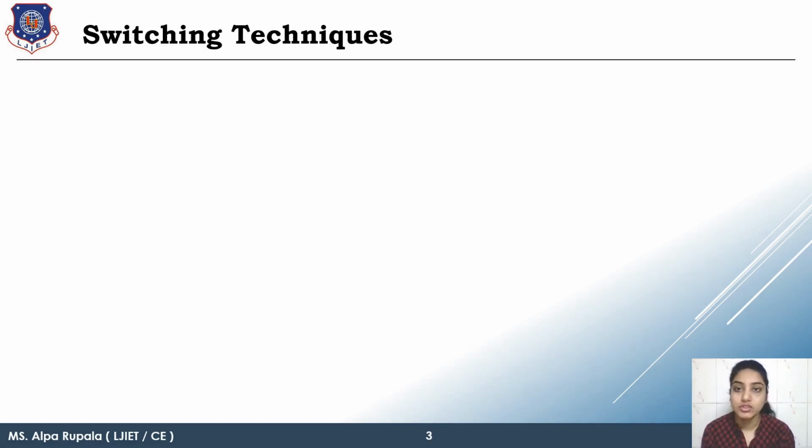Now, in switching technique, first of all we need to understand what is switching. The switch is a kind of device which is used at the OSI model data link layer. This particular device is very well known for switching your data from your source to destination. That means it gives us a path by which your data will go from your source to destination.